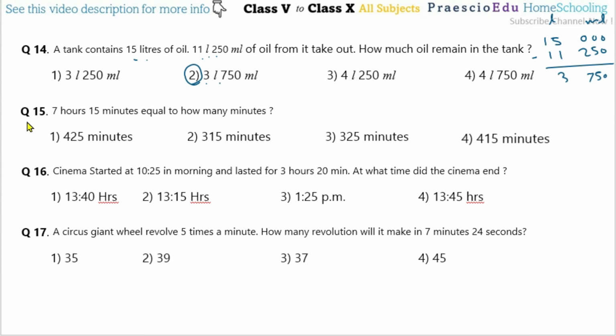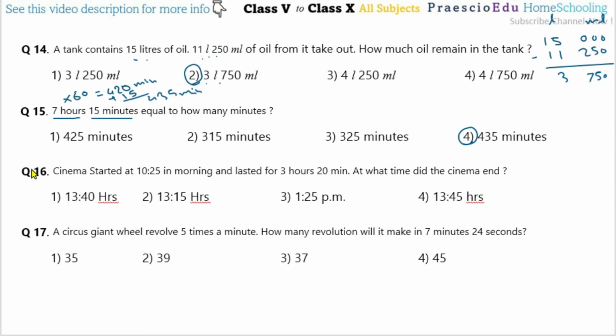Then question number 15: 7 hours 15 minutes equals how many minutes? Minutes is asked, so we will keep this 15 as it is. These 7 hours we will convert into minutes. For this we have to multiply by 60, because 1 hour is equal to 60 minutes. So 7 multiplied by 6 is 42, and the 0 as it is, so this equals 420 minutes. And the 15 we have to add, so 435, and 435 minutes is given in option number 4.